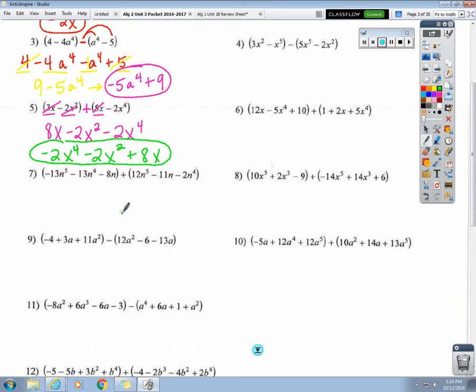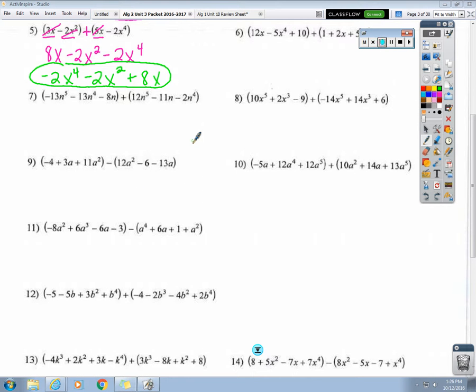Okay, why don't you go ahead and take a second and try number 7 by yourself. Okay, number 7. Since it's addition, we're not going to have to worry about any signs changing. We're just ready to go straight into combining like terms. What can be combined with the negative 13 into the 5th? Okay, so what's a negative 13 plus 12? Negative 1, right? Do you have to write the negative 1? Correct. You have to write the negative, but you don't have to write the 1. It's understood. Then we move on to negative 13 into the 4th, which can be combined with what?